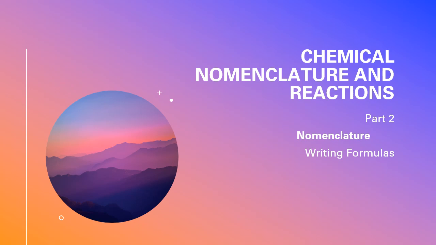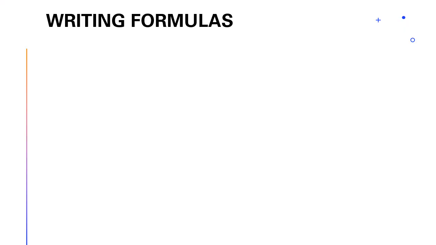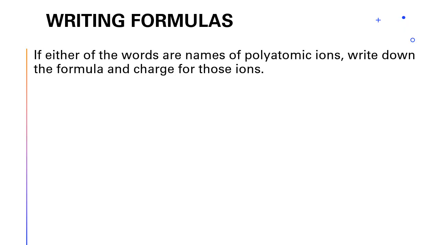Today we are continuing with chemical nomenclature and reactions, and today we're looking at writing formulas, writing chemical formulas. I hope you're excited. I'm excited. Let's get started. All right, so when we are writing chemical formulas, we are looking at the name and we're writing the chemical from that.